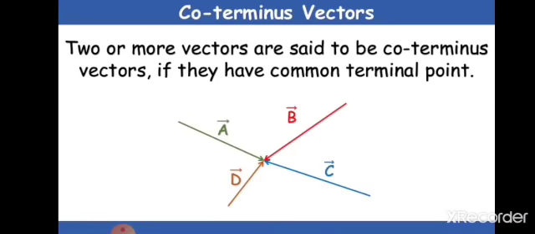Coterminous vectors. Two or more vectors are said to be coterminous vectors.